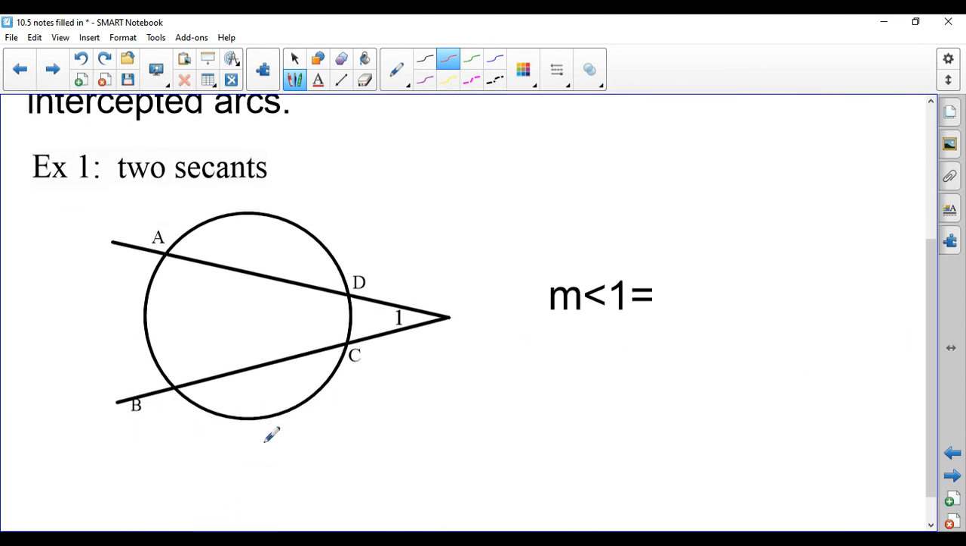With two secants, the picture looks like this. Secants are these lines that intersect the circle in 2 points. They're lines that contain chords. I want to find the measure of angle 1 where the two secants intersect outside the circle. It is half the difference of the intercepted arcs. And this is obviously going to be a positive number, so I need to take the larger arc, arc AB, minus the smaller arc. Half that difference will give me the measure of angle 1.